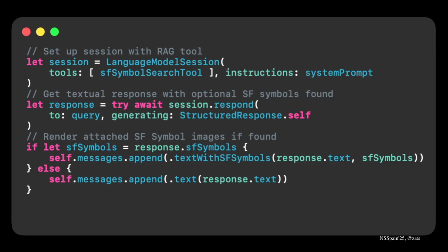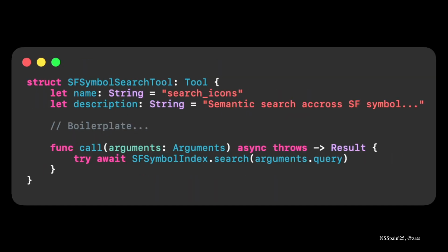Then it generates a structured response. We find that there are symbols associated with the response. If it found them, we render them, yada, yada. Let's take a look at the tool itself. Again, it's very simple for the sake of the illustration. But we give it a name. We give it some description so that it can match against that. And we kick off this symbol index.